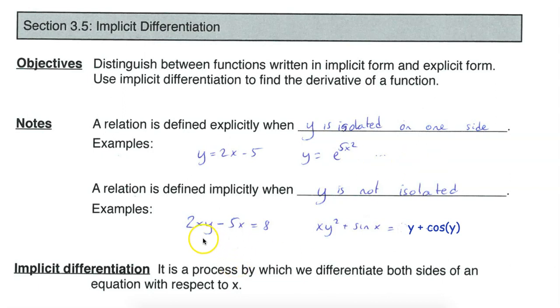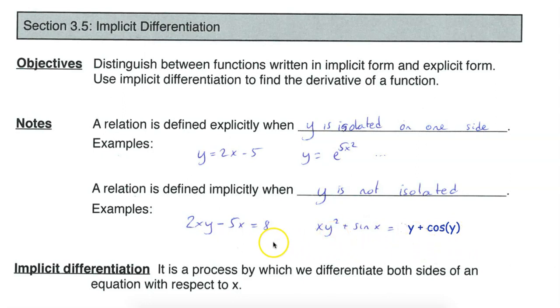So for example, here 2xy minus 5x equals 8. You can see that y is not on the left side with all the x's on the right. Or here, xy squared plus sine x equals y plus cosine y. We have y's in many different places even.